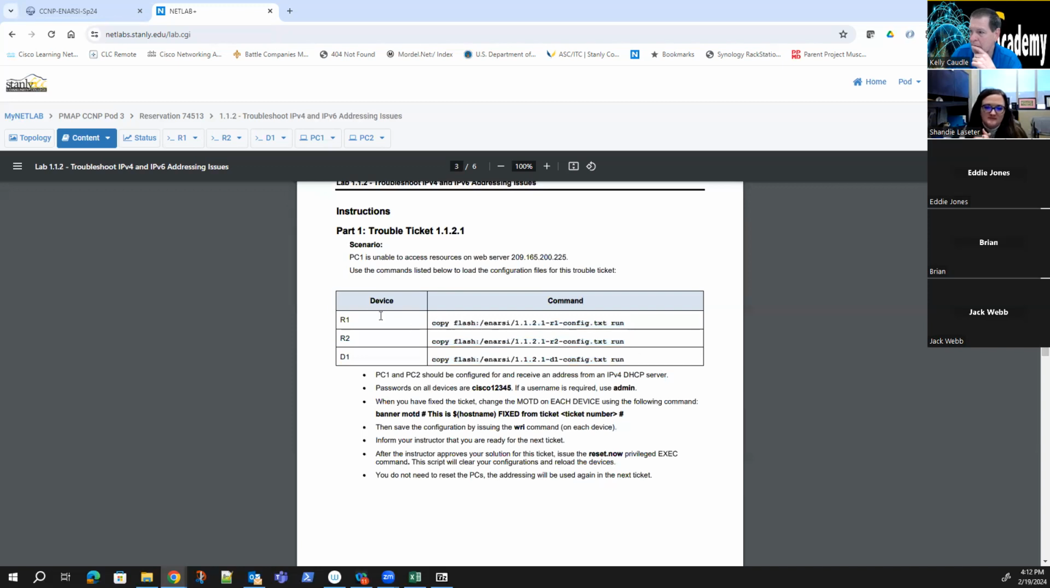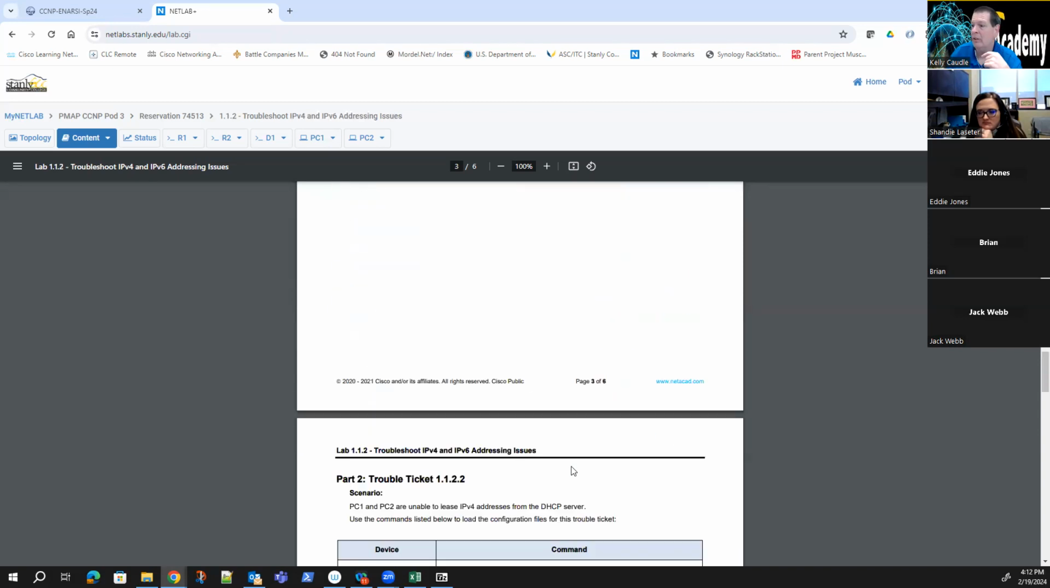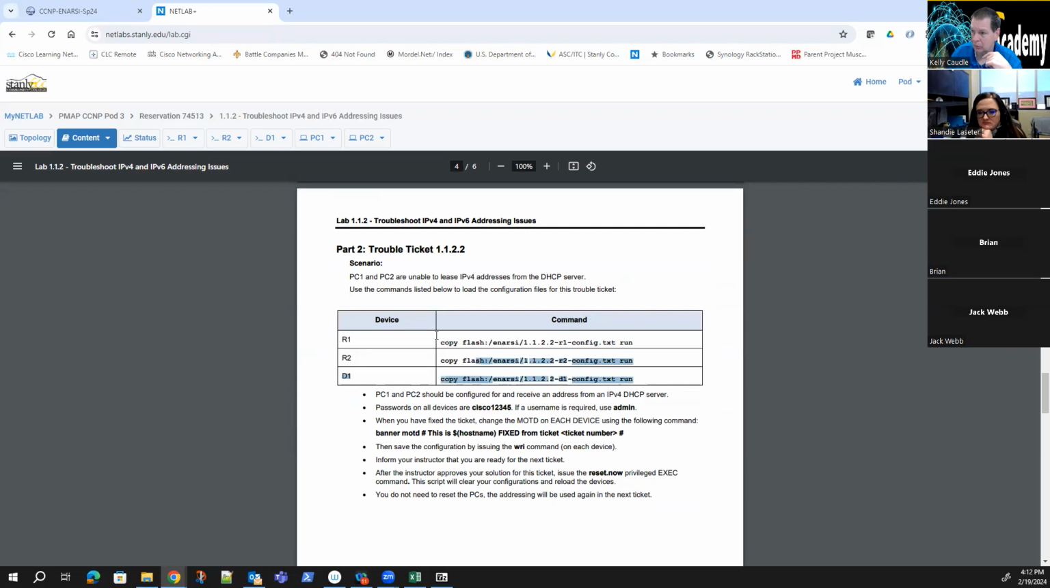Yeah, when you get done with this one, you actually have to go through and write. And you notice what it's doing here. It asks you to do a banner message of the day when you fix it, and then save the config. Because then I can look through NetLabs and I can actually just do a Control F and look for ticket 1112 or 1121. Pop, I'll see your config, and I can do that. But then you go in and do this reset now, and that actually erases everything and reboots it. And then you go down here to the next trouble ticket. You load the new ones.